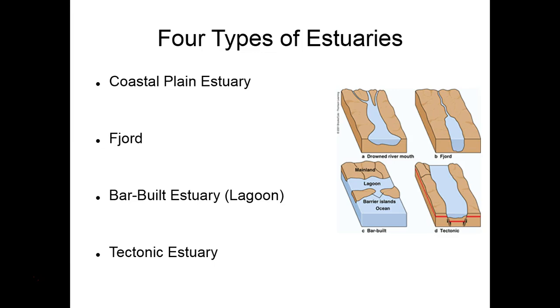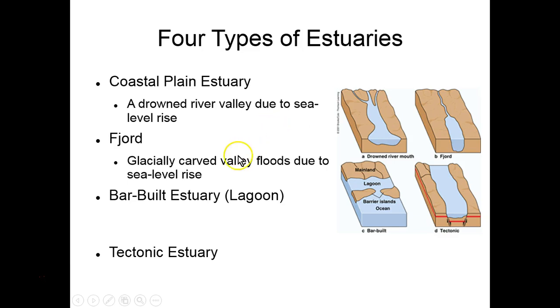So we have a coastal plain estuary, which occurs when you have a river valley that is drowned out due to sea level rise, right? This would be a narrow river coming out, but the sea level is increasing, and therefore it's drowning out that valley. So that's a coastal plain estuary. A fjord is glacially carved. So you have a glacier here, and that glacier carves out the land as the ice is forming. It actually breaks rocks off and can carve out the land in that way.